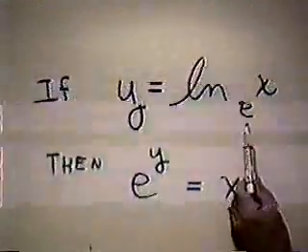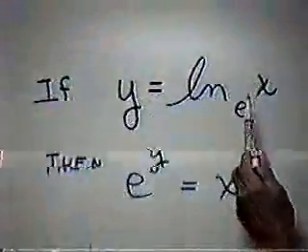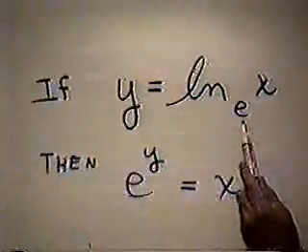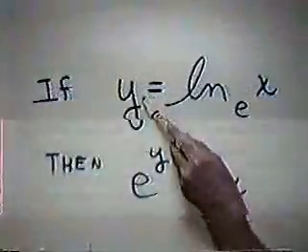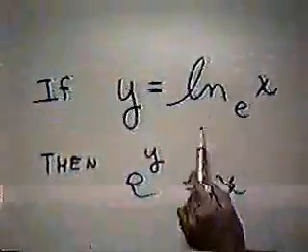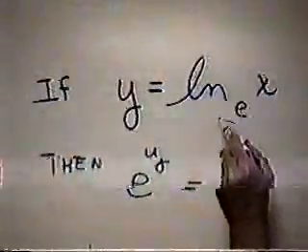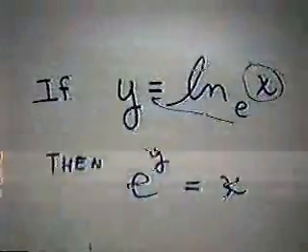The base e. Y is equal to the log of x to the base e. This is called the base. This is a number, and this is the exponent. It can be changed to the exponential form: this base raised to that power is equal to this number.